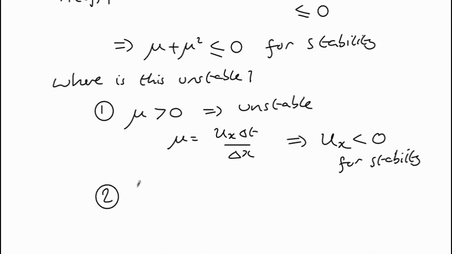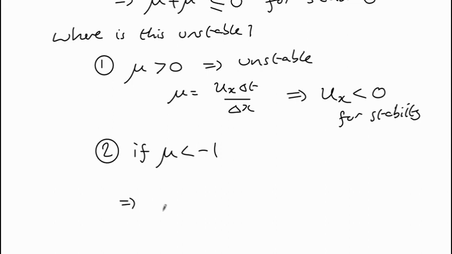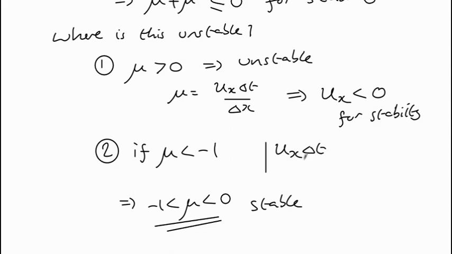So the second case where this is unstable is if mu is less than -1. If mu is less than -1, then this term becomes larger than that term, and again it becomes positive. And so therefore, mu has to be larger than -1 and less than 0. So it has to be within those limits. So this condition is essentially a restriction that the modulus of ux delta t over delta x must be less than 1.